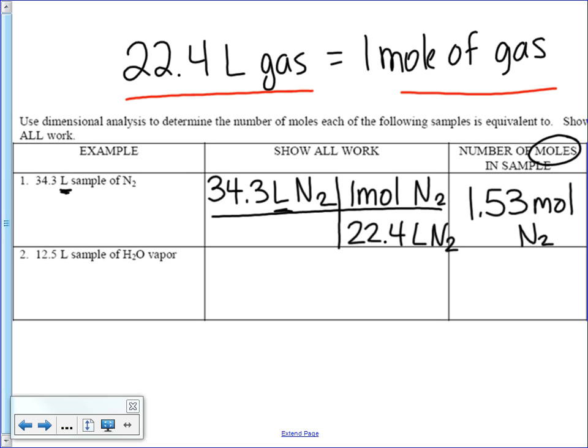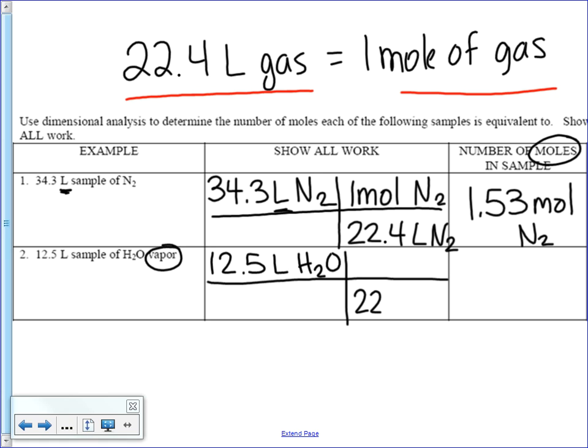All right, welcome back. I'm going to start by writing down what I'm given in the problem. And this is water vapor. When you see the word vapor there, it means in the gas state. And to choose my conversion factor, because I'm starting with liters, I'm going to want liters on the bottom of the equation and 1 mole on the top.